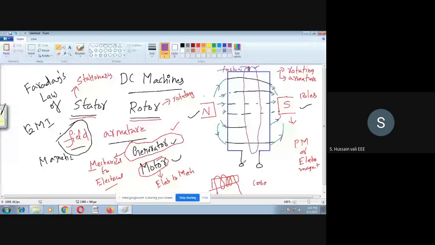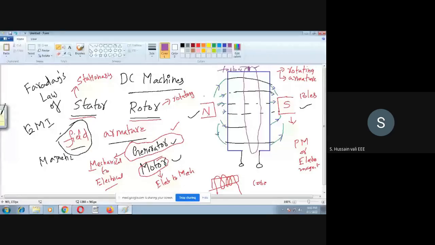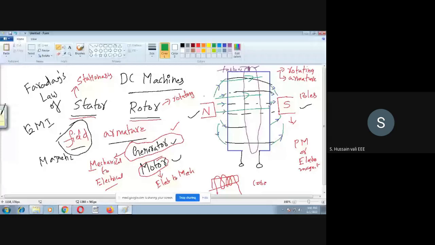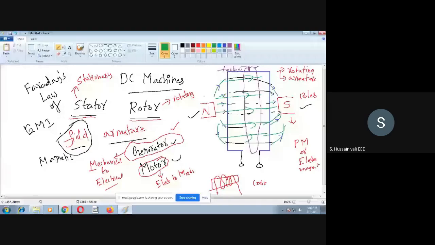When the coil is rotating, what you find here is the flux lines, which are in green color. These green color flux lines flow from the north pole to the south pole. When you are rotating this coil, you will definitely feel that this coil will cut the flux lines.